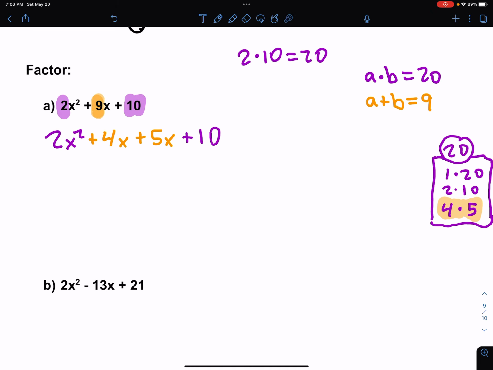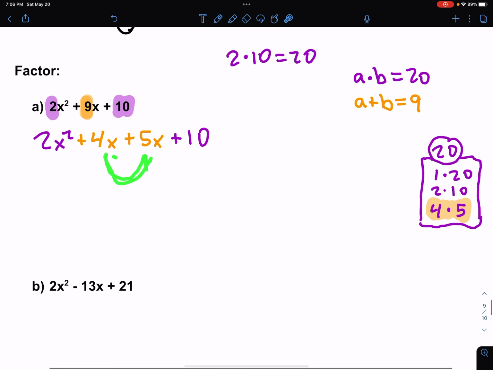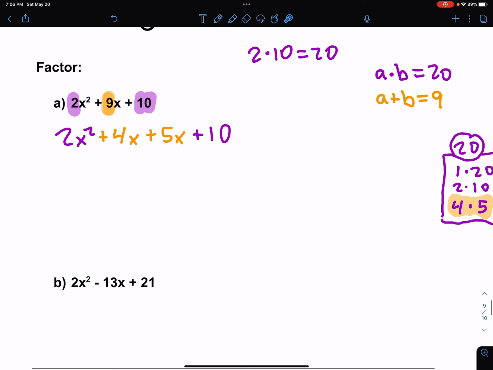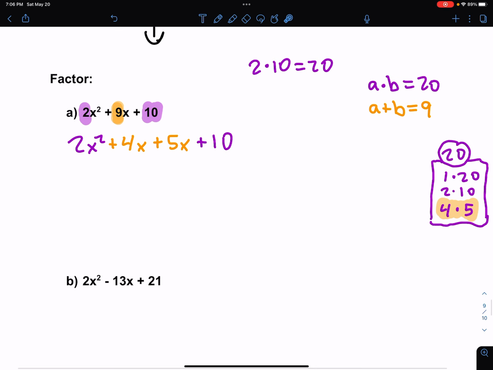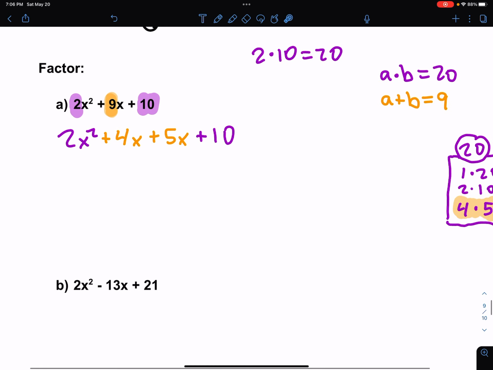Now, I remember in high school thinking, oh, what happens if I put the wrong one in the wrong place? What if I move this one? What if I put the 5x first and the 4x in the other spot? It'll still work out the same way. It's going to work either way. I personally try to put stuff that looks like it goes well together. Like I know the 2 and the 4, they both have that common factor of 2. I know 5 and 10 have the common factor of 5. But it will work no matter which way you put this.